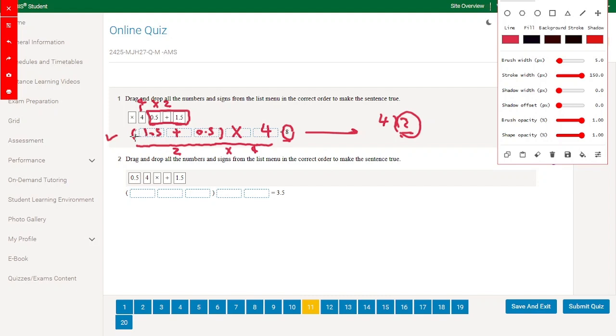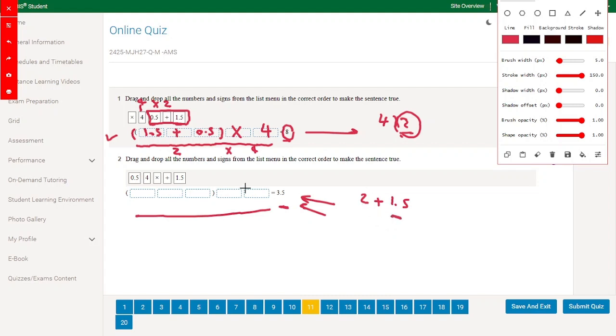Okay, let's see number 2 here. Drag and drop all the numbers and signs from the list menu in the correct order to make the sentence true. So same thing we have here, but the result has to be 3.5. And I have the same numbers and signs like the first one. So we have 4, 1.5 and 0.5. So 3.5, if I say 2 plus 1.5, I will get 3.5, right?